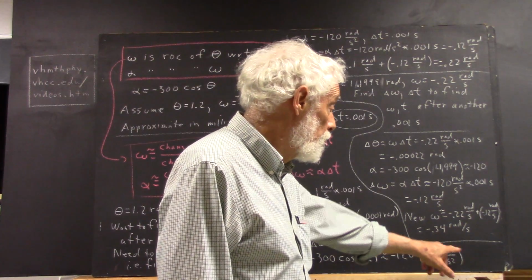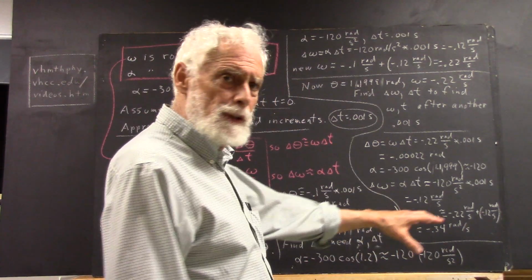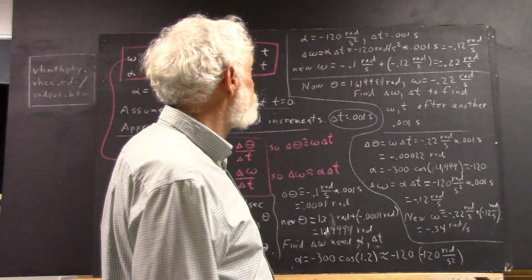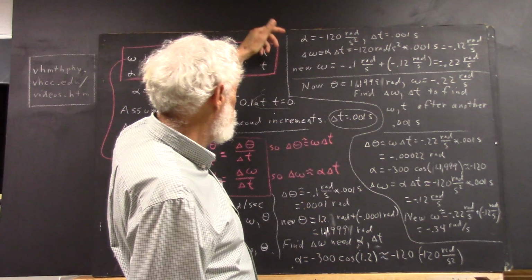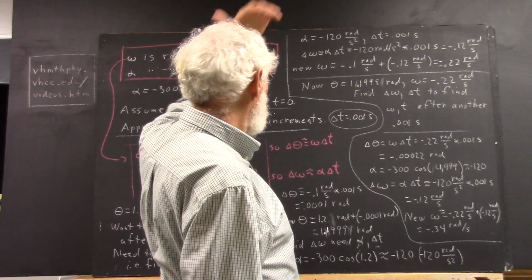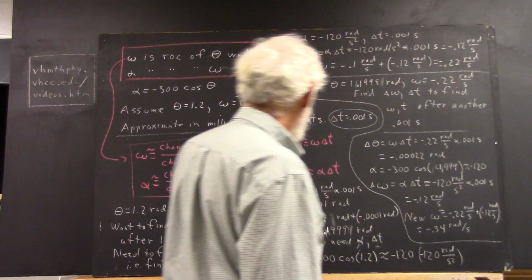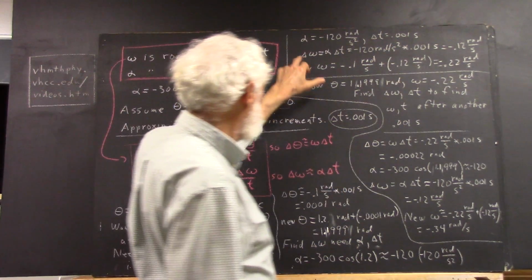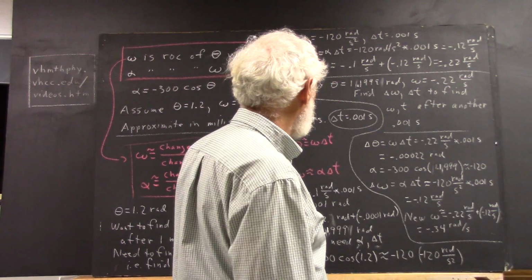Which means negative 120 radians per second squared. You don't have to know that unit, but since I'm letting units come in and out here, I'm going to give you a preview of that. Okay? So what do we get? Alpha is this, delta t is this, delta omega is alpha delta t. We calculate that, we get negative 0.12 radian per second.